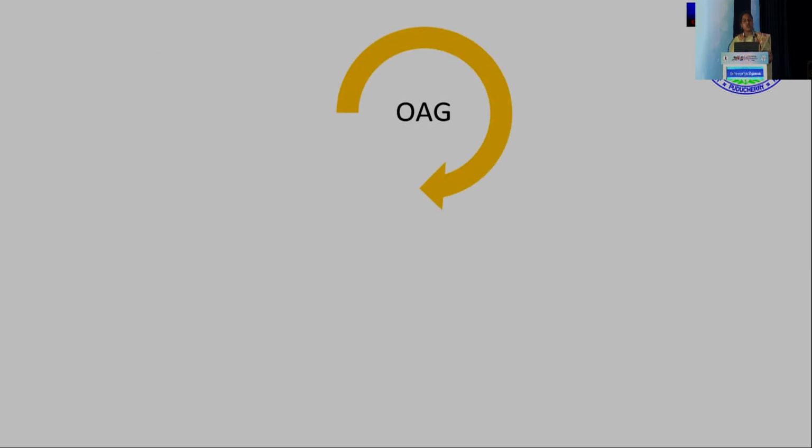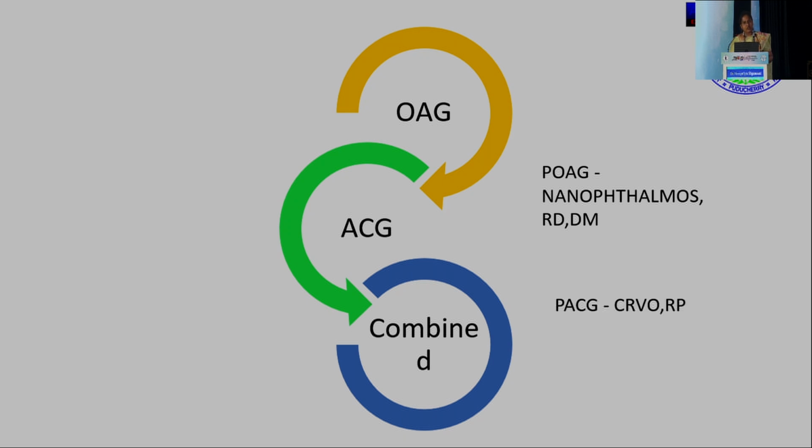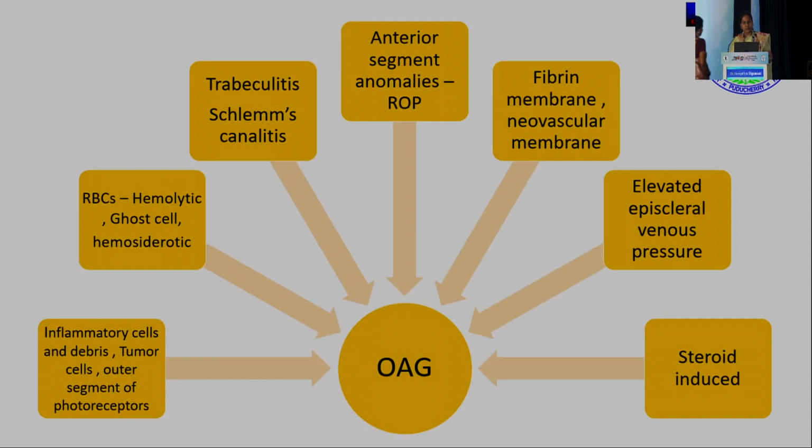We will be seeing only the important entities alone, and the mechanism can be an open-angle glaucoma, angle closure glaucoma, or combined mechanism. And sometimes the POAG is also there associated with the primary disease itself. So we have to suspect if the scenario is on bilateral side. So POAG, nanophthalmos, RD and DM have POAG. PACG is suspected when there is an association with CRVO and RP.